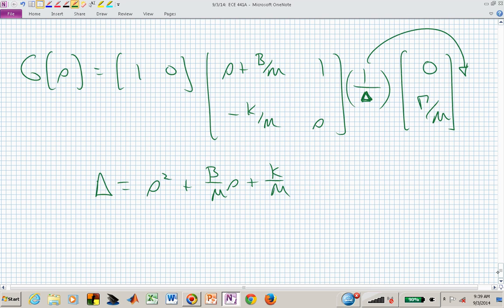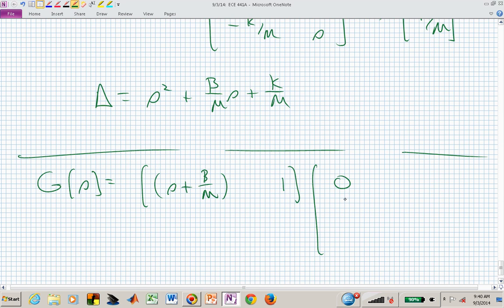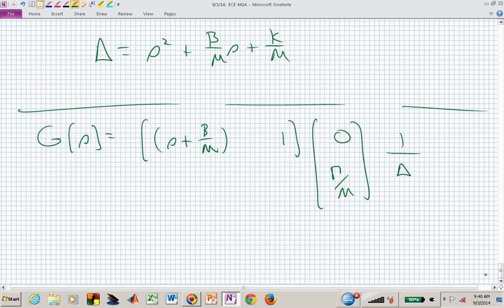If we go ahead and perform the multiplication, this is after class. I'm just wanting to complete this thought. G of s now, the c times that numerator of our si minus a inverse matrix, the 1, 0 will really just pull off the top row in that matrix. So we have s plus b over m for the first column in that first row, and then 1. And now we have our input matrix, 0, gamma over m, and that's then multiplied by this 1 over the determinant.